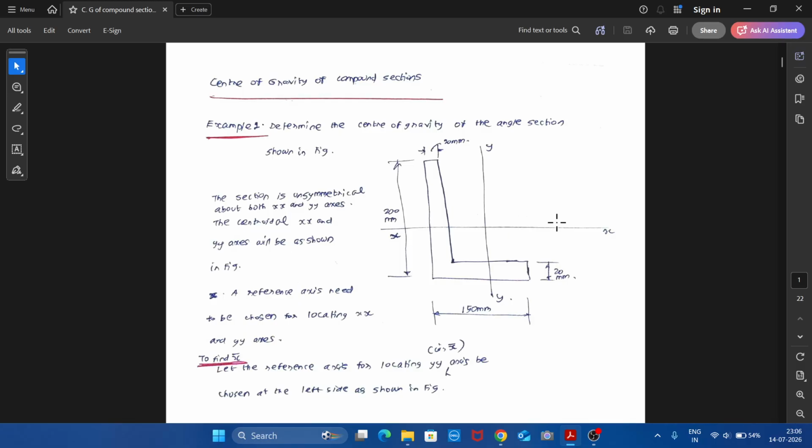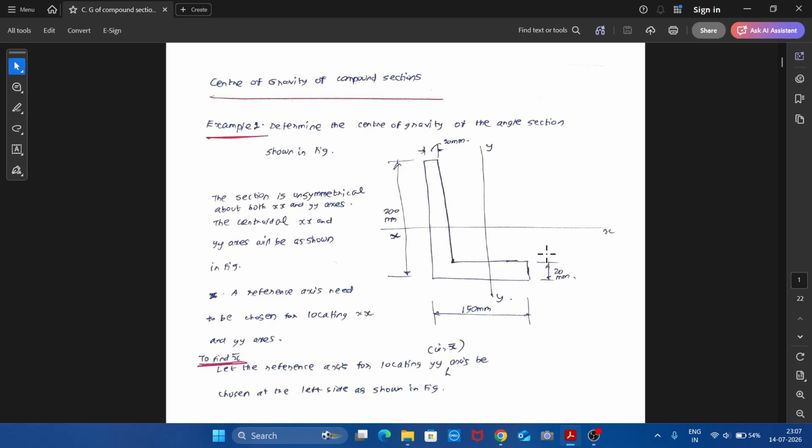For that, a simple rule will be: if the section is divided into two equal halves by any axis, say the x or y axis, if the x-axis cuts the compound section into two symmetrical, equal halves, or if the y-axis cuts the compound section into symmetrical halves, then we call this a symmetrical section. But here, in the case of the angle section, the compound section is unsymmetrical with respect to both the x-axis as well as the y-axis.